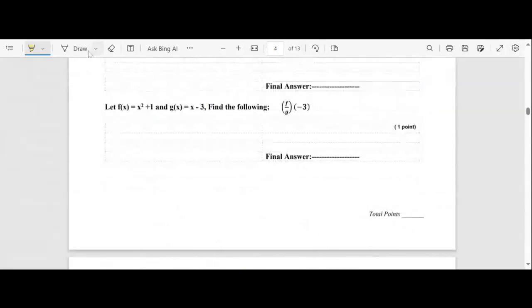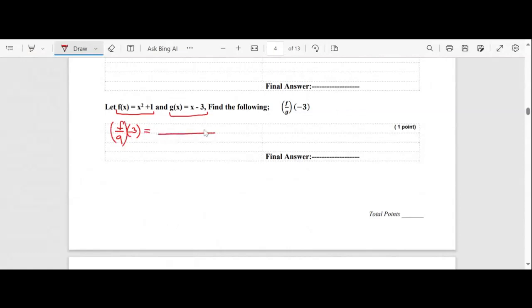Okay, take a look here. It's giving you f of x and g of x, two functions. And it says find the following. So it's just division. How much is x minus 3? So that's all you have to do, just divide. x squared plus 1 over x minus 3.